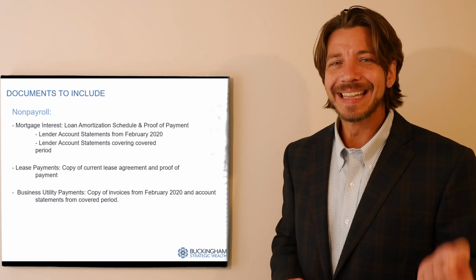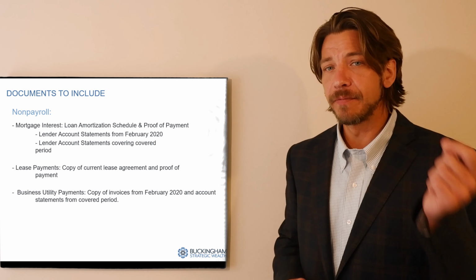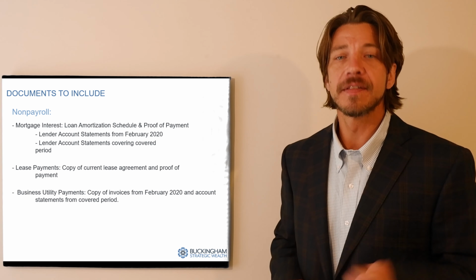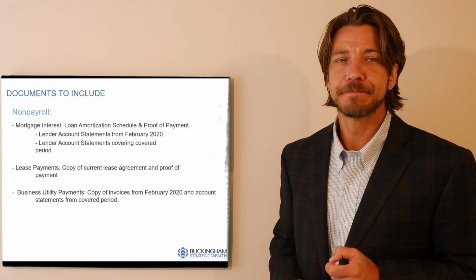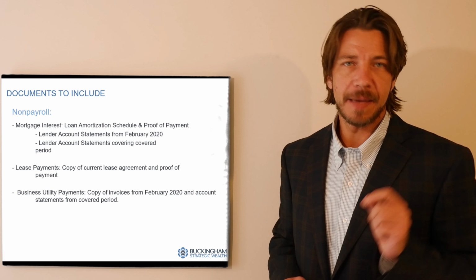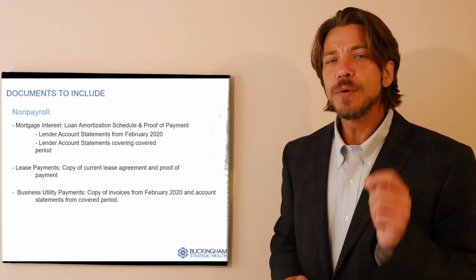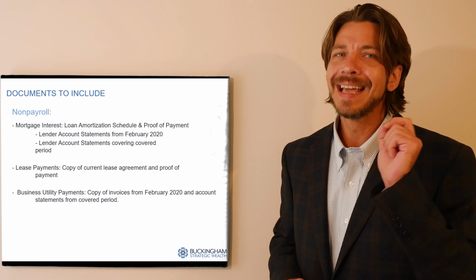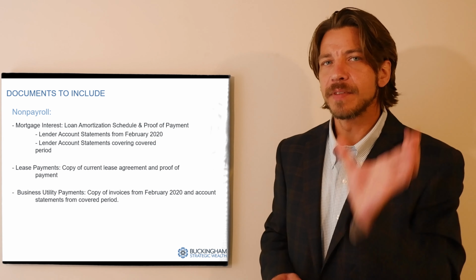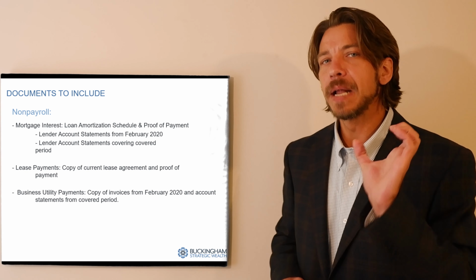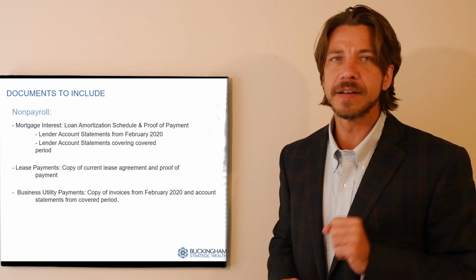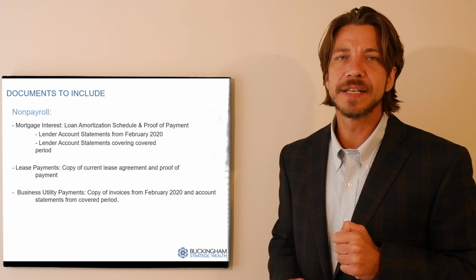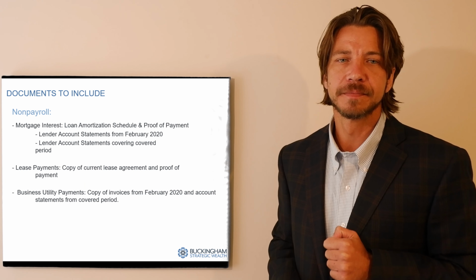Or we can have a lender account statement from February of 2020 and the lender account statements for the covered time period. If we're doing our lease payment and we're seeking forgiveness, you want a copy of a current lease agreement. And they say a current lease agreement, keep in mind, needs to be current in terms of it is your active lease agreement, but it had to be in existence prior to February 15th of 2020. And then you're going to need to include proof of payment as that.